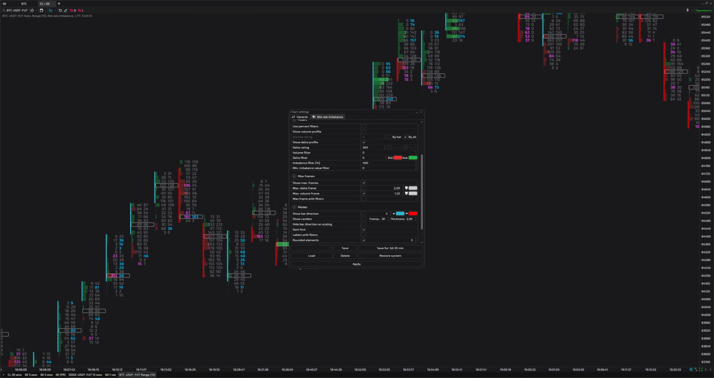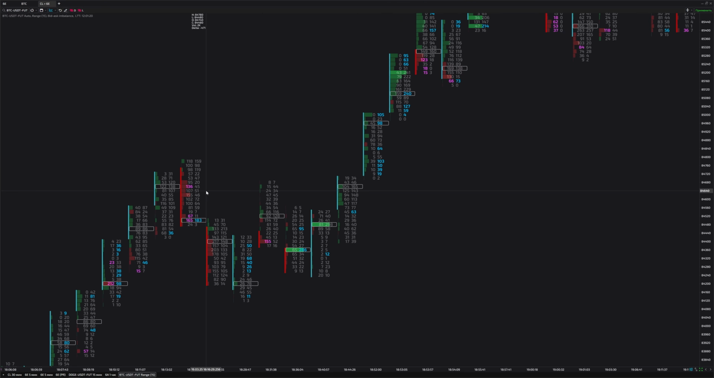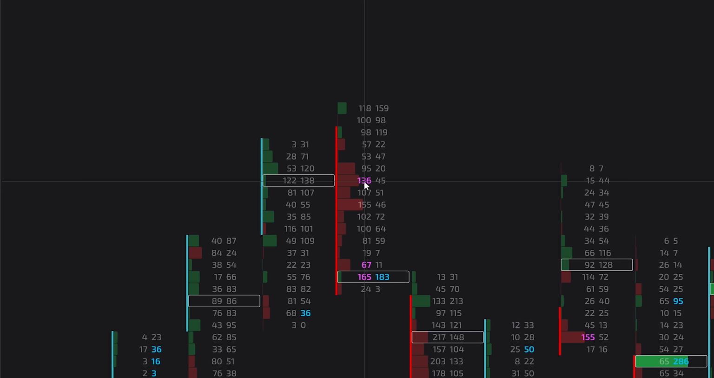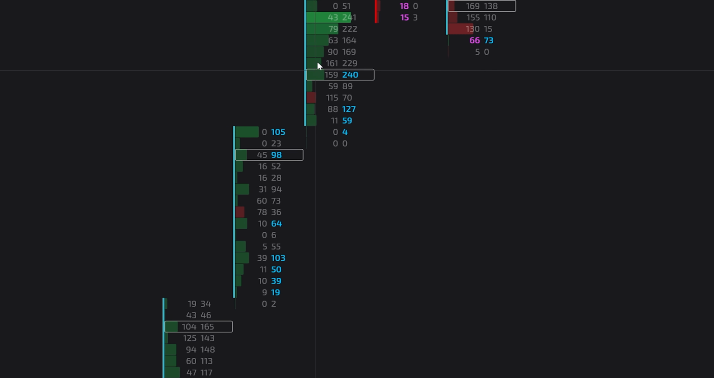In the chart settings, we have delta rating enabled and an imbalance filter configured. What does the imbalance filter do? The imbalance filter highlights the dominance of buyers or sellers at two neighboring price levels. If one side dominates by more than 400%, the numeric value is highlighted in color. If sellers dominate, the value is highlighted in pink. If buyers dominate, it's highlighted in blue.